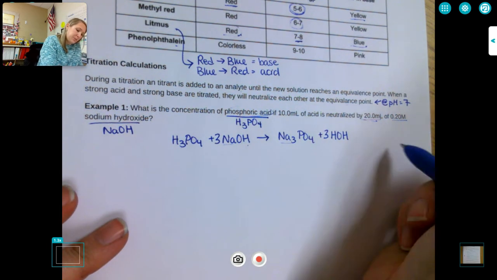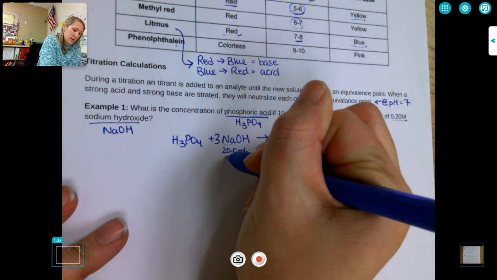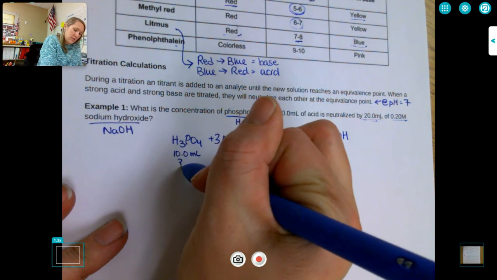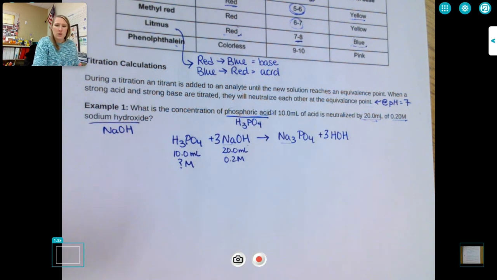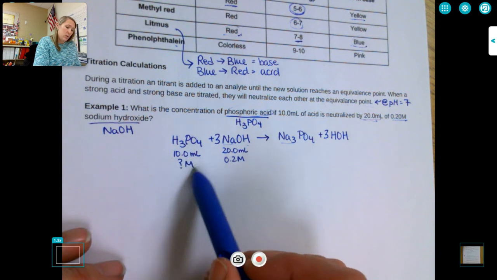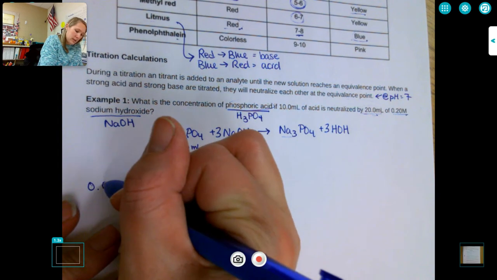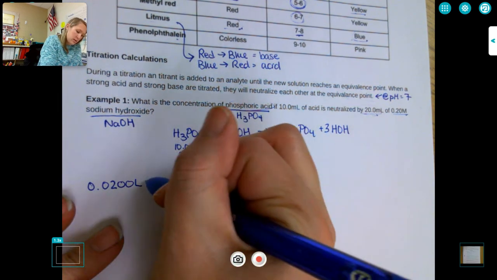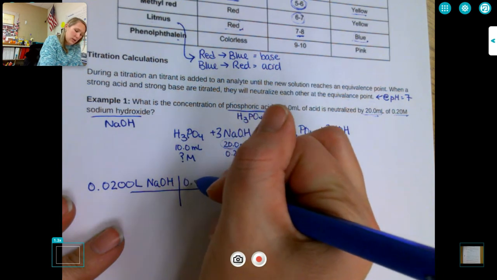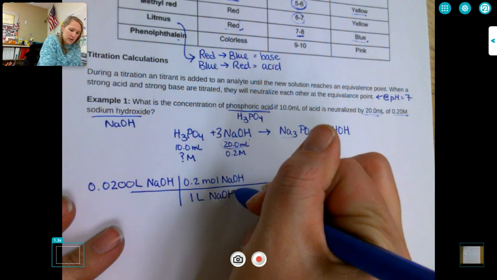So I'm using 20 milliliters of a 0.2 molar sodium hydroxide. And I have 10 milliliters of some molarity of my phosphoric acid. Because I know the stoichiometry, I can then figure out what this concentration is just by doing stoich. So starting with what I'm given, my 0.0200 liters of sodium hydroxide. And I have a concentration of 0.2 moles of sodium hydroxide for every 1 liter of sodium hydroxide.